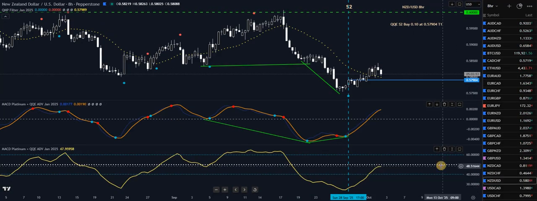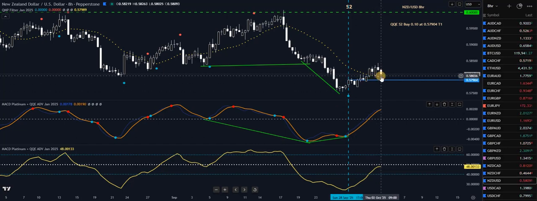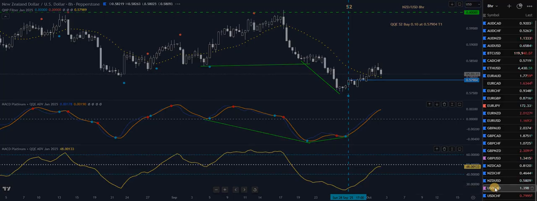New Zealand USD, in a buy here. It's QQE one. There was hidden bullish divergence followed by regular bullish divergence. Even though the MACD platinum is through the 0 level, I'm still not closing half. I want to see that QQE go through the 50 level. Sometimes it gets a little bit frustrating. You see things turn, but you have to have patience.